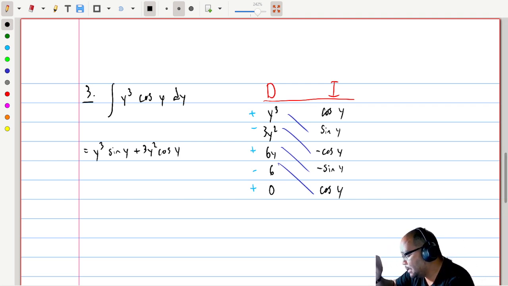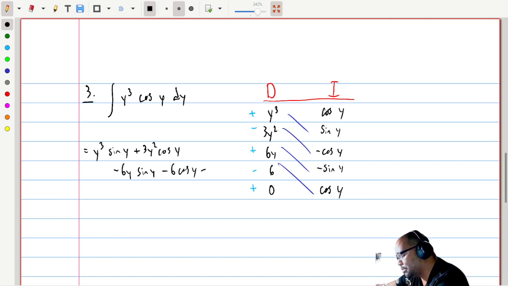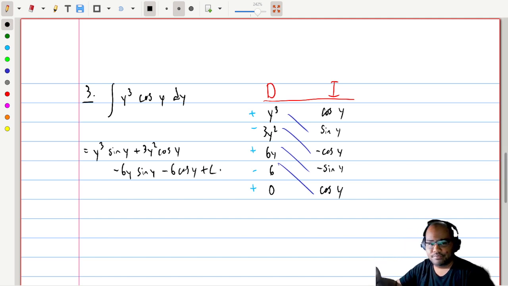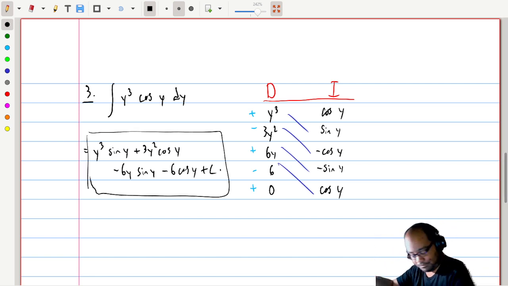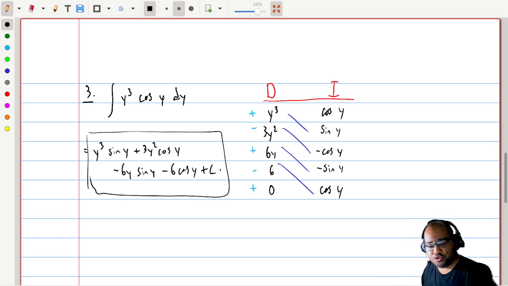Plus 6, a positive 6y times a negative sine y. So that's a net minus. And then minus 6 cosine of y plus a constant. That's it. The table method kills this problem pretty easily. Okay, so again, just be very careful with those plus and minus signs. It's very important that you do, especially when you're integrating with sines and cosines.